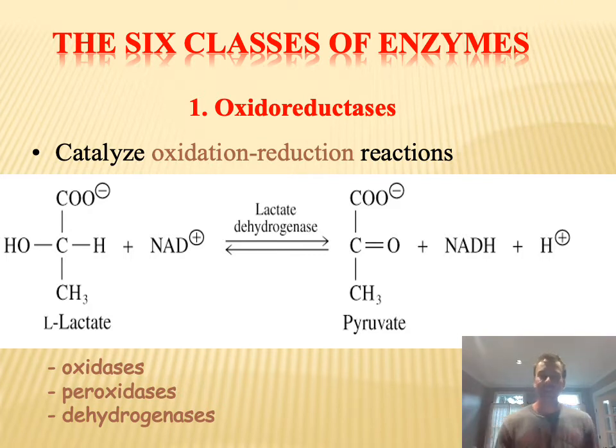Let's talk through the 6 classes of enzymes. The first one being oxidoreductases. So this catalyzes an oxidation reduction reaction. For example, lactate dehydrogenase takes lactate in the reduced form and NAD plus in the oxidized form, and basically does an oxidation reduction where lactate gets oxidized to pyruvate and NAD gets reduced to NADH. Other enzymes in this class include oxidases, peroxidases, and dehydrogenases.